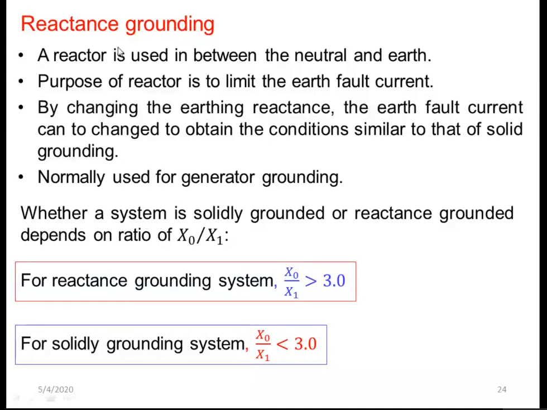This method of grounding we normally apply for generator grounding, but there is again a clear distinction when we have to clarify whether it is a solid grounding or reactance grounding. It is actually based on the ratio of the zero sequence reactance to the positive sequence reactance. So if the ratio of zero sequence to positive sequence reactance is greater than 3, then we refer to it as a reactance grounding system. And if the ratio is less than 3, then we call it a solid grounding system.